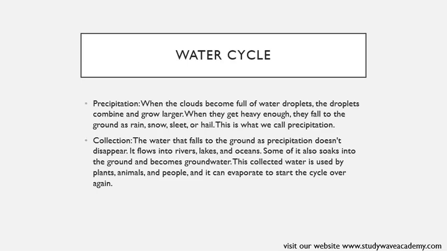Precipitation. When the clouds become full of water droplets, the droplets combine and grow larger. When they get heavy enough, they fall to the ground as rain, snow, sleet, or hail. This is what we call precipitation. When the clouds become heavy with water droplets, they release the water in form of rain, snow.